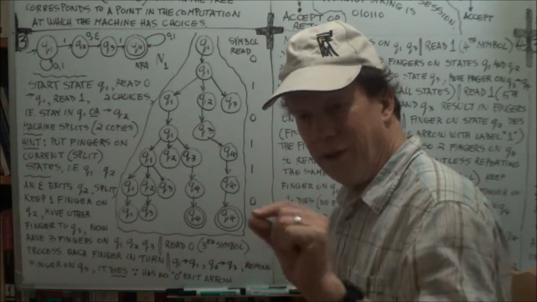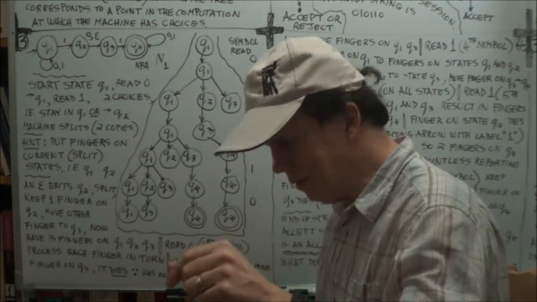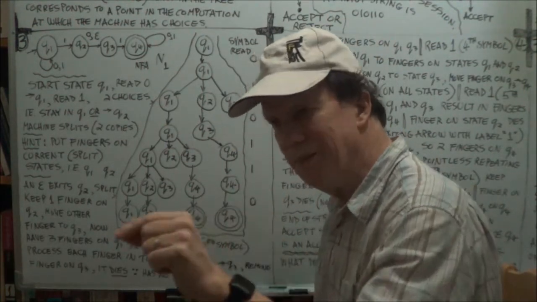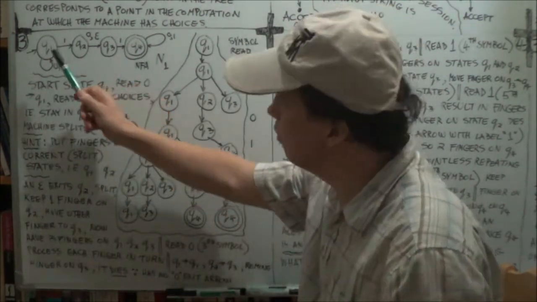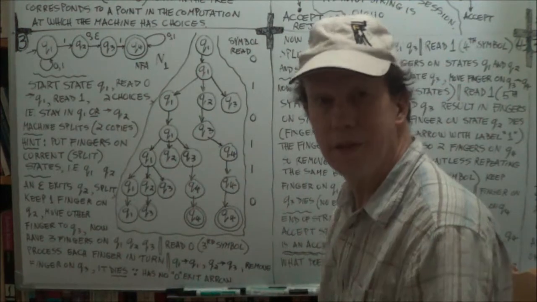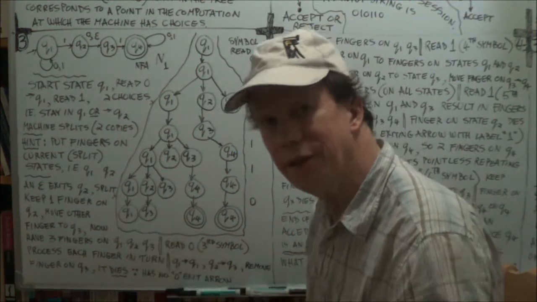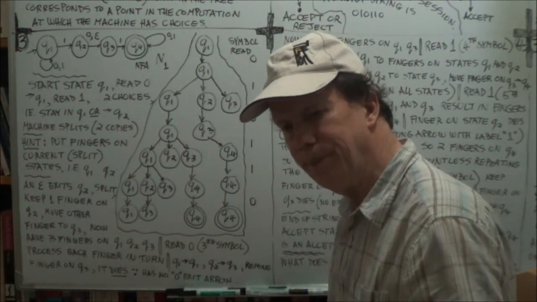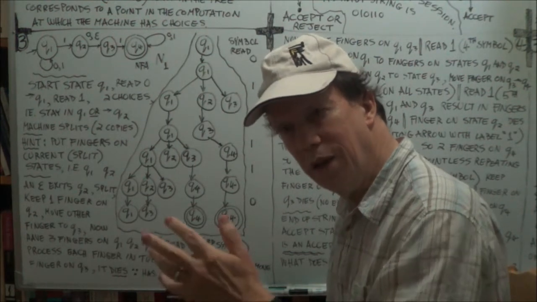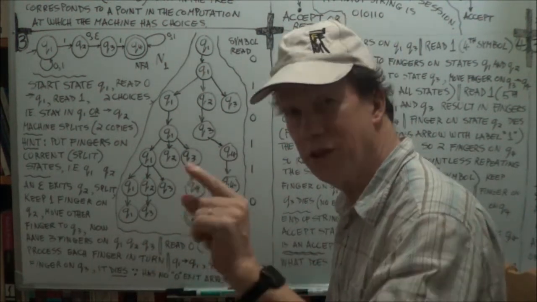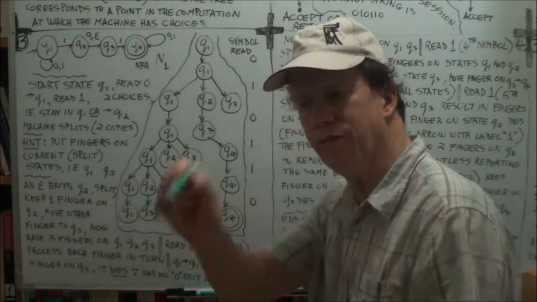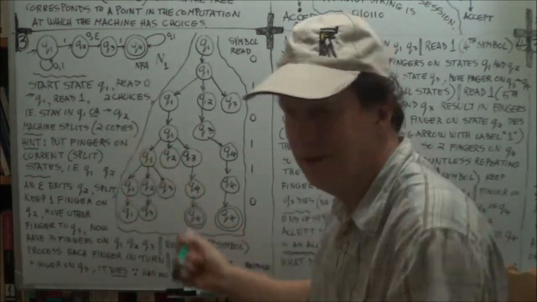It doesn't have to be fingers. You could have little markers, little pins, or anything. Some indicator that that particular state, one or more of these four, is active in a sense. There is a machine at that moment in that state. Okay, the ones that you're pointing to with your fingers, or you've marked with pins or something.